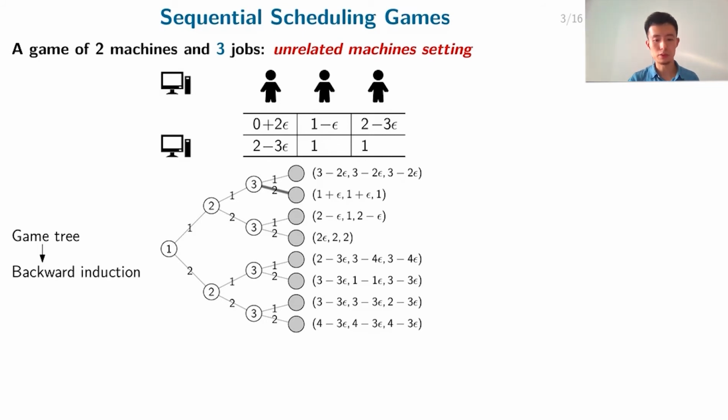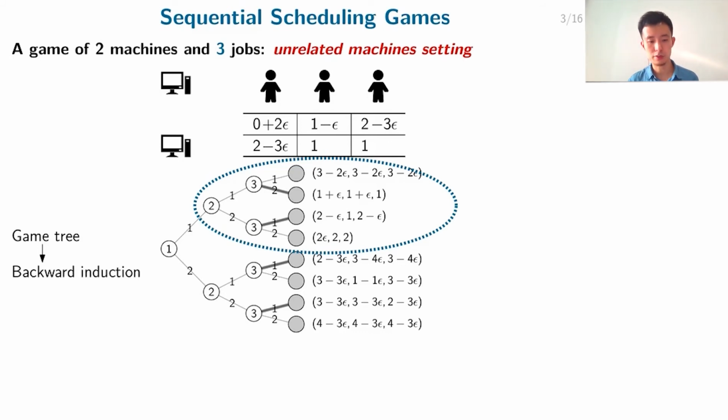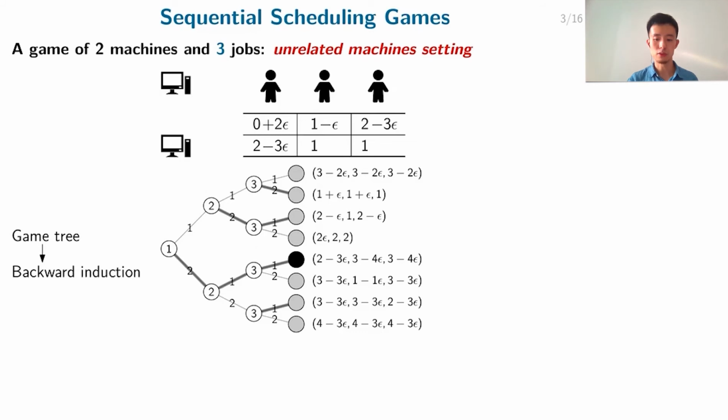Then we can move forward to the second last job, say job 2. For this subgame, since the decision of job 3 is known, we know that the cost for job 2 to choose machine 1 is 1 plus epsilon, and the cost to choose machine 2 is 1. So job 2 will choose machine 2 in this subgame. So in this way, we can finally decide the best choice for job 1 and find the subgame perfect equilibrium.